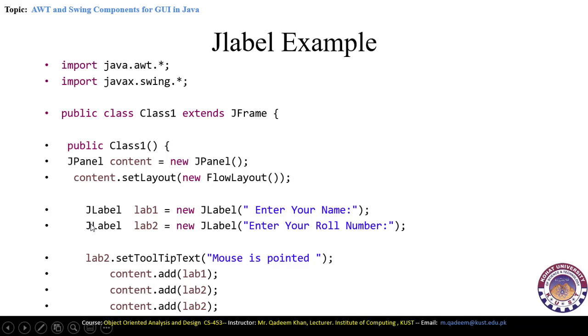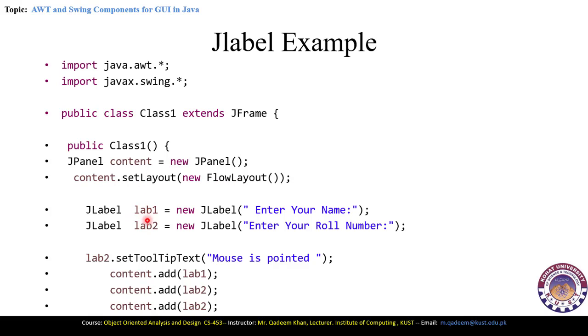So we have defined two important packages. One is the java.awt.* package, which is used for the JFrame class, and also the javax.swing package, which is used by these two controls, JLabels. And then we have declared the class One extends JFrame, public class One. This is the constructor. Inside of the constructor, we have declared the JPanel content = new JPanel, and content.setLayout(new FlowLayout). So FlowLayout will be added here.